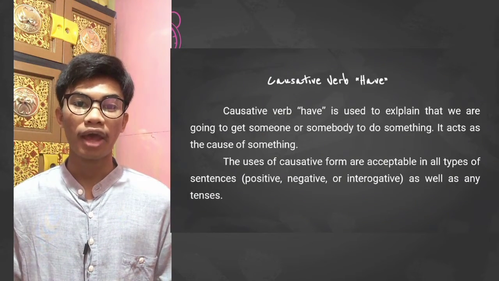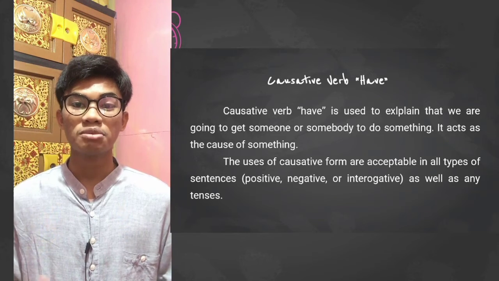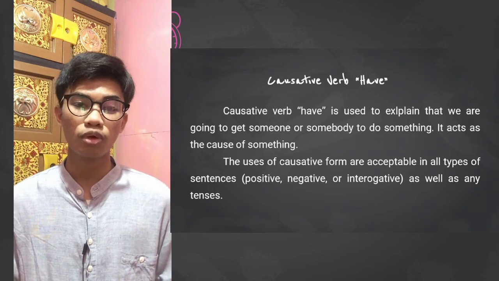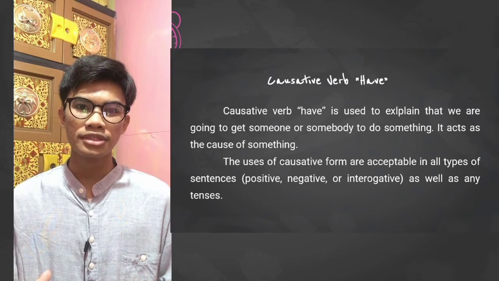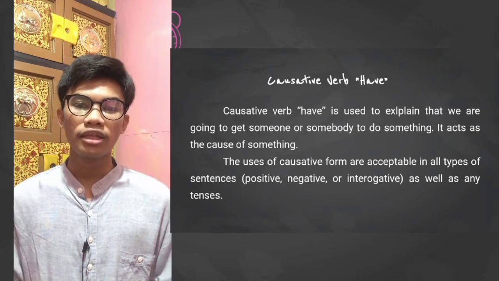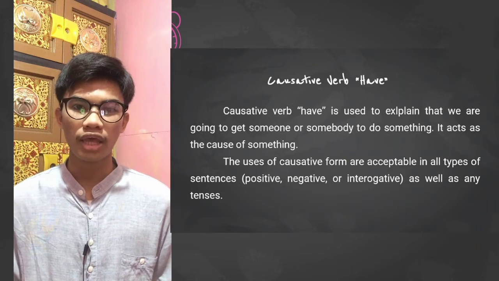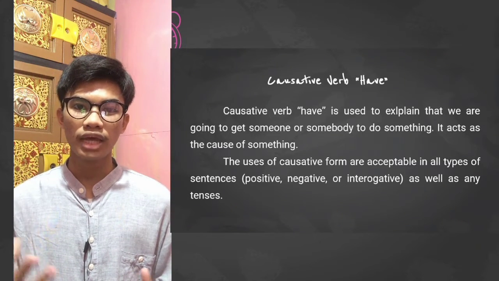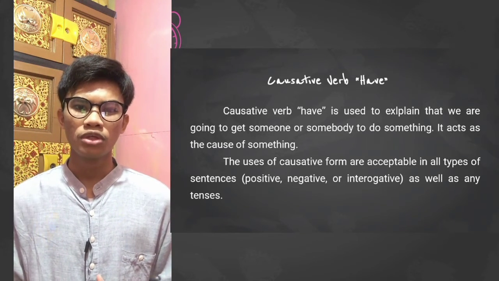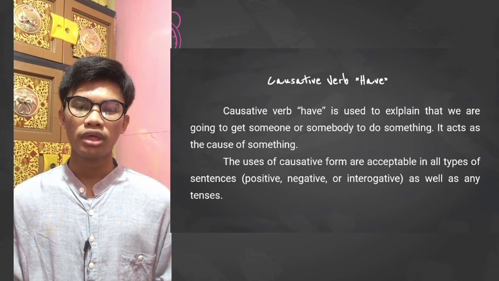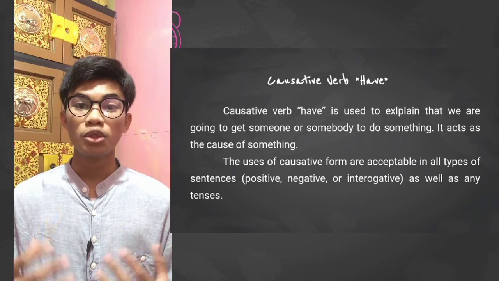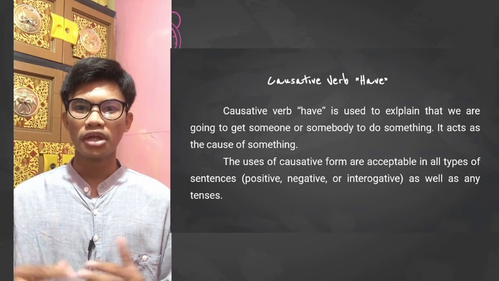The causative verb have is used to explain that we are going to get someone or somebody to do something for us. So it functions as the cause of something. In other words, if someone does a service for you, you can use have of the causative verb to make your idea. So that is the general form.